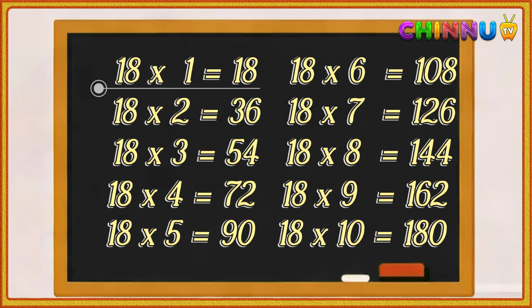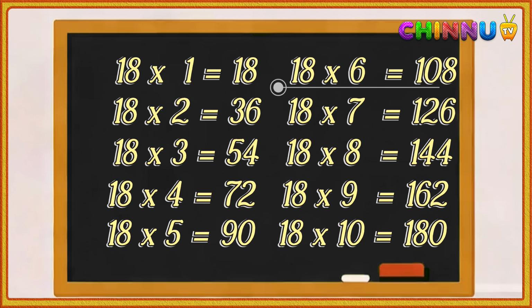18 ones are 18. 18 twos are 36. 18 threes are 54. 18 fours are 72. 18 fives are 90.